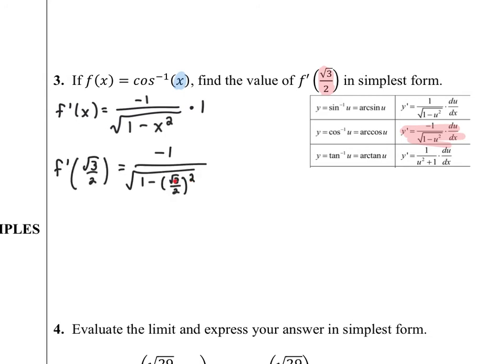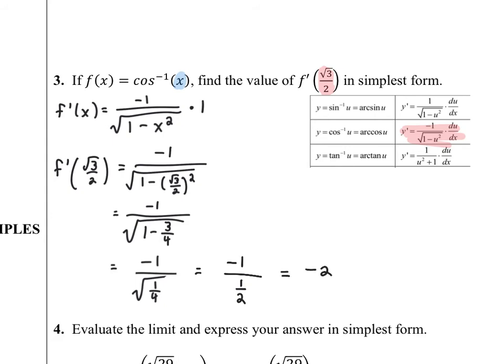And now I'm just going to square this fraction. So I square the numerator and the denominator separately. And that gets me to here. I then go ahead and do the subtraction. So 1 minus 3/4 is 1/4. And I can go ahead and square root the numerator and denominator separately. That'll take me to 1/2. And dividing by 1/2 is the same as multiplying by 2. And I get my final answer of -2.